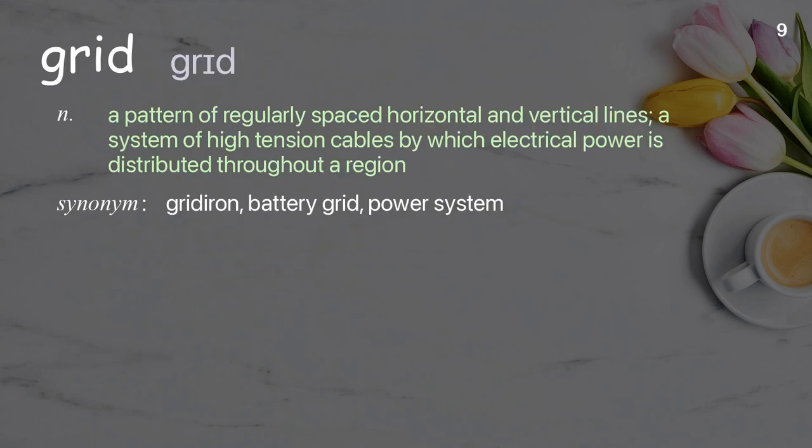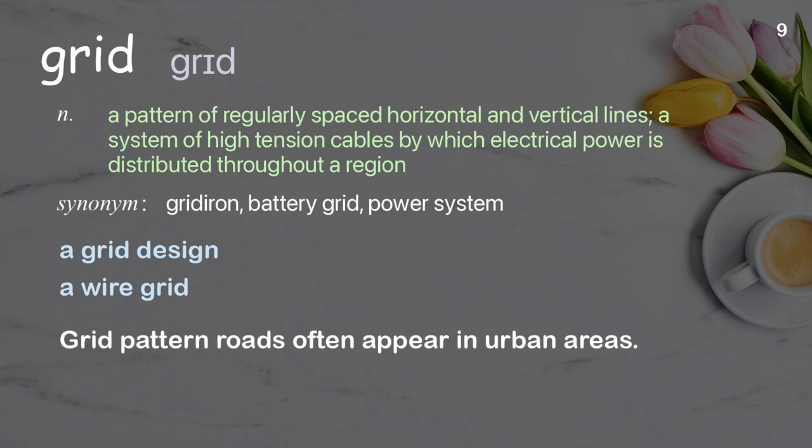Grid. A pattern of regularly spaced horizontal and vertical lines; a system of high-tension cables by which electrical power is distributed throughout a region. Examples. A grid design. A wire grid. Grid pattern roads often appear in urban areas.